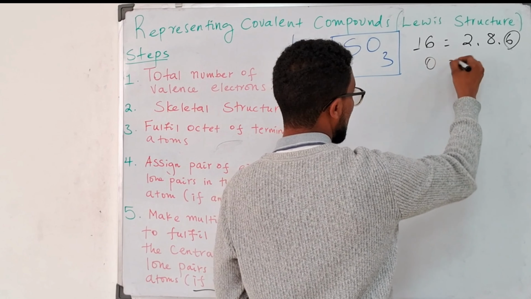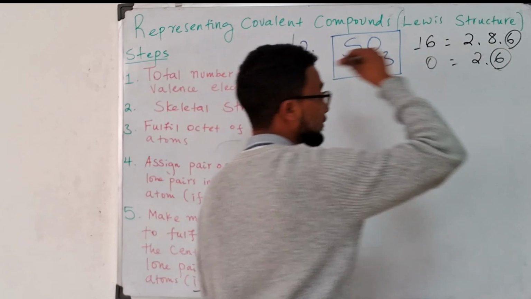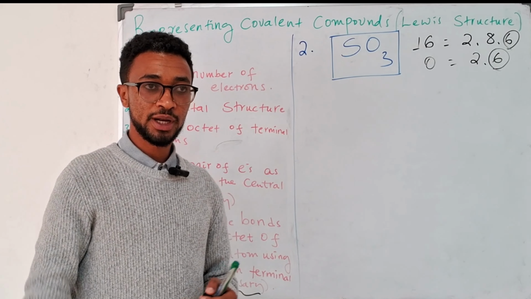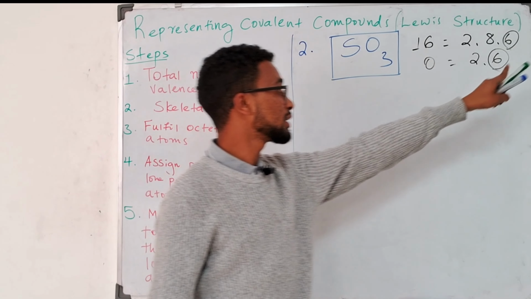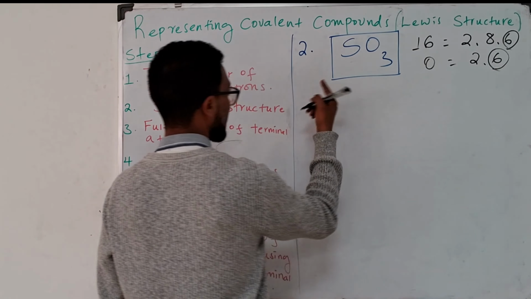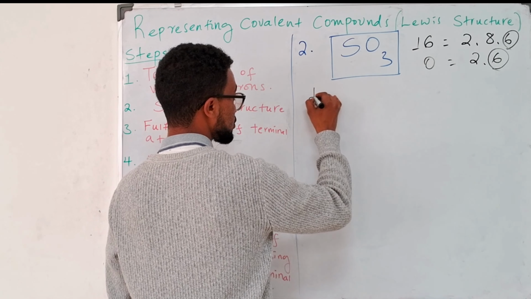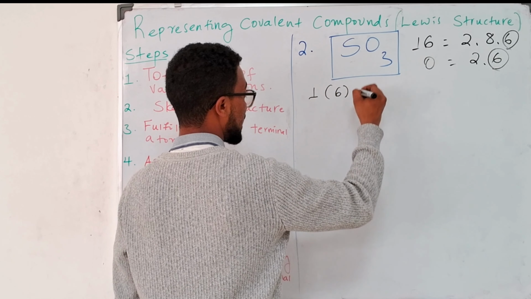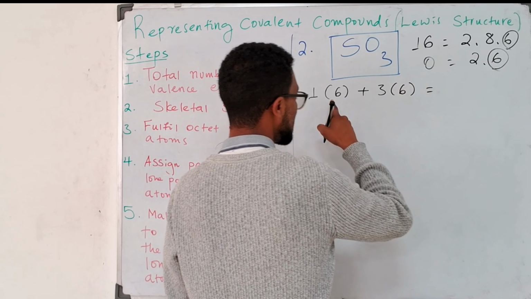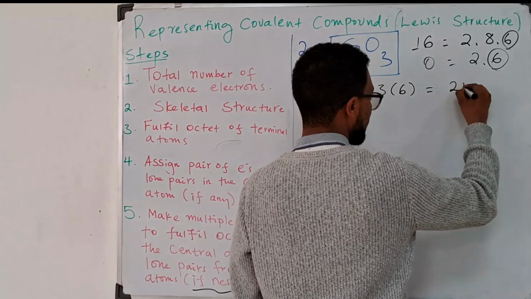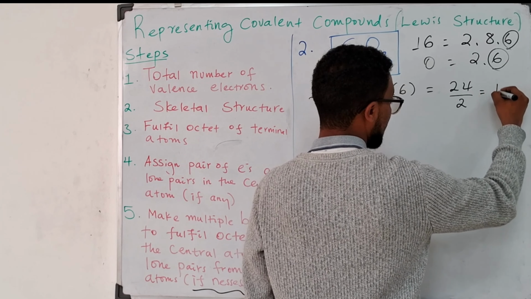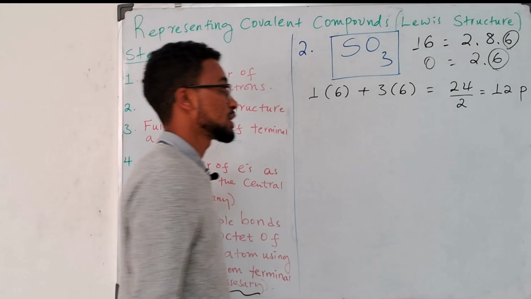For oxygen, its electron configuration is 2, 6. Again, we have 6 electrons in the last shell. But if you can remember their position in the periodic table, they are found in group 6, meaning they have 6 electrons in the last shell. Now let's do the total number of valence electrons. I have 1 sulfur, so 1 times 6, plus 3 oxygens, so 3 times 6. This is 6 plus 18, 24 electrons. Let's pair them up, divided by 2. Now I'm going to have 12 pairs of electrons.